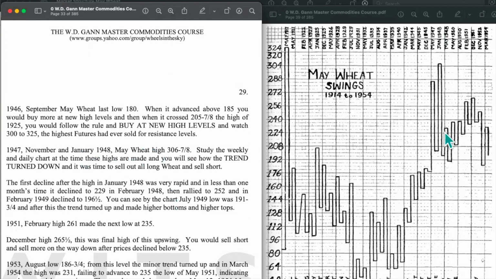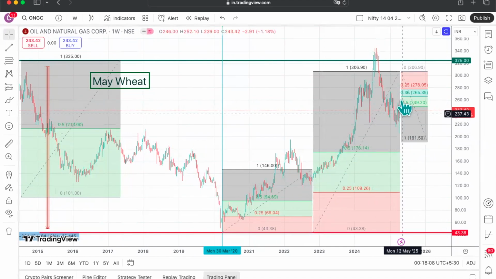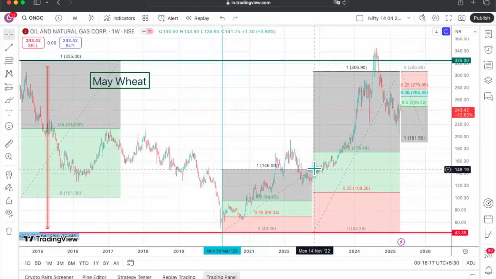And from there, again, it did drop down. So from our high of 306, it did drop down to 191.5 or a half. That is what we can consider. And from there, again, it did retrace back to somewhere around the 36% level, coming back to 265. So this is how we can summarize overall on the chart.